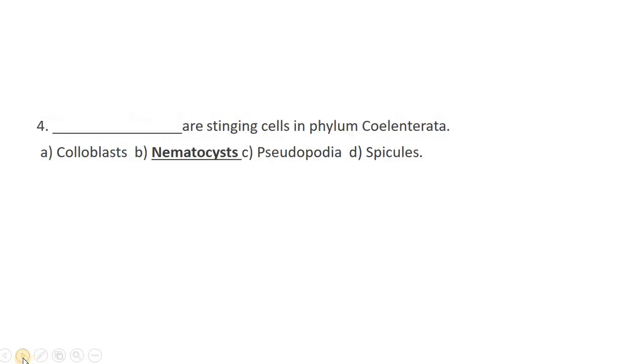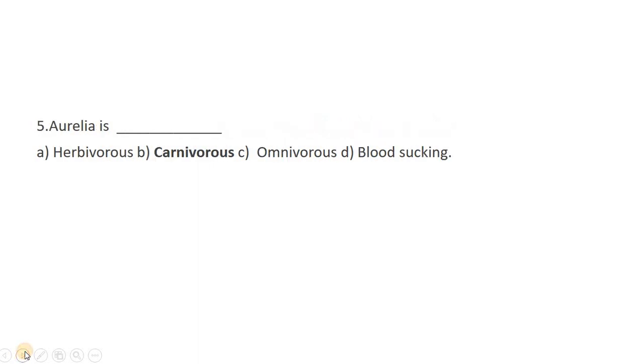The nematocysts are the stinging cells in the phylum Cnidaria. It's not colloblasts or pseudopodia or spicules. Aurelia is carnivorous. It's not herbivorous or omnivorous or blood sucking.